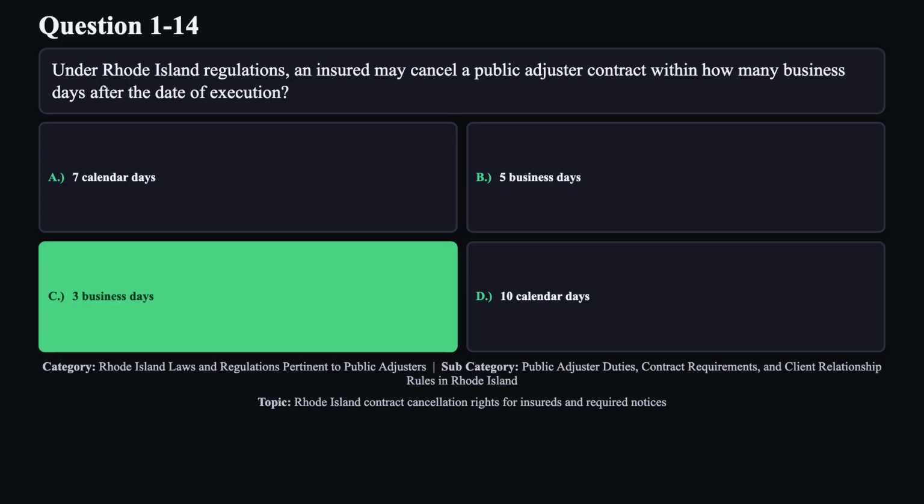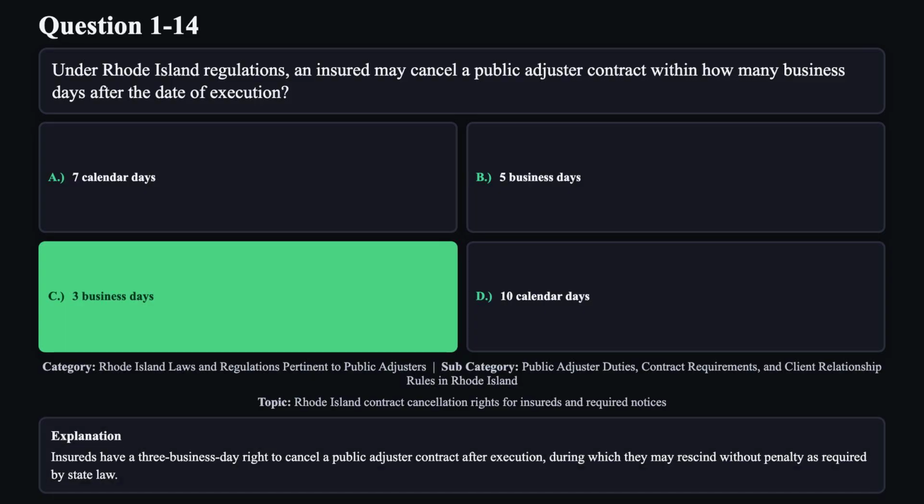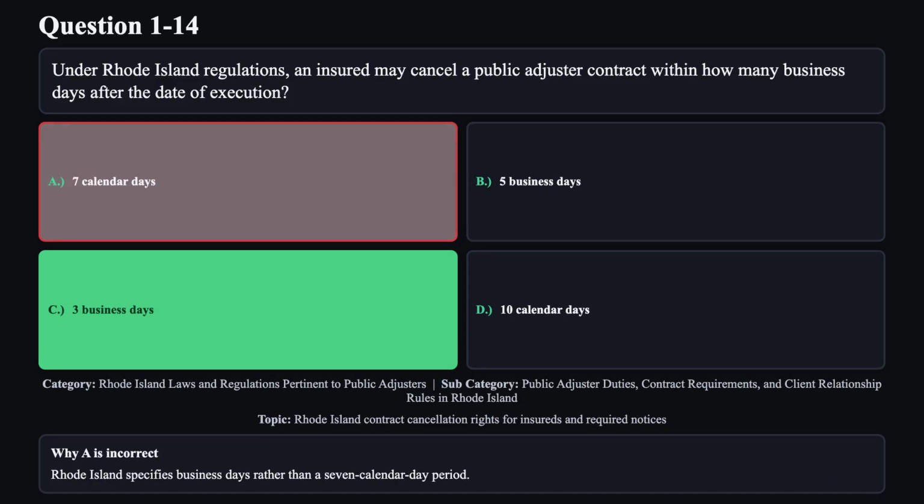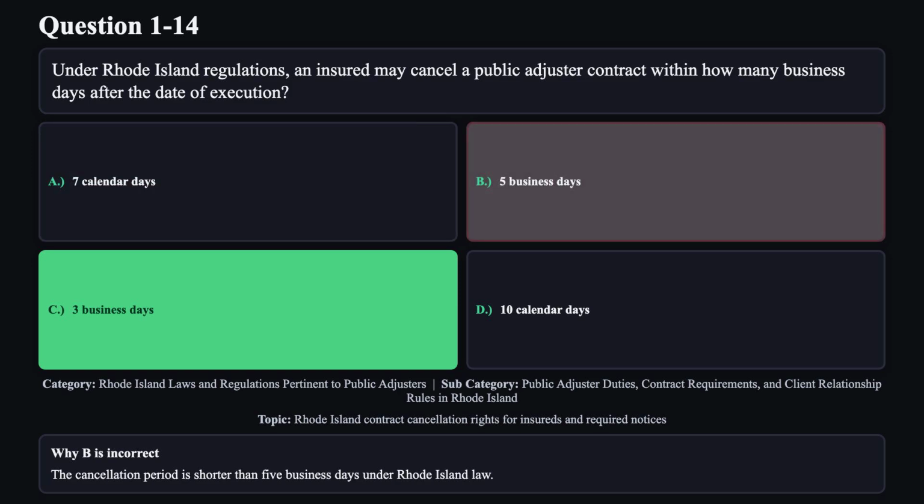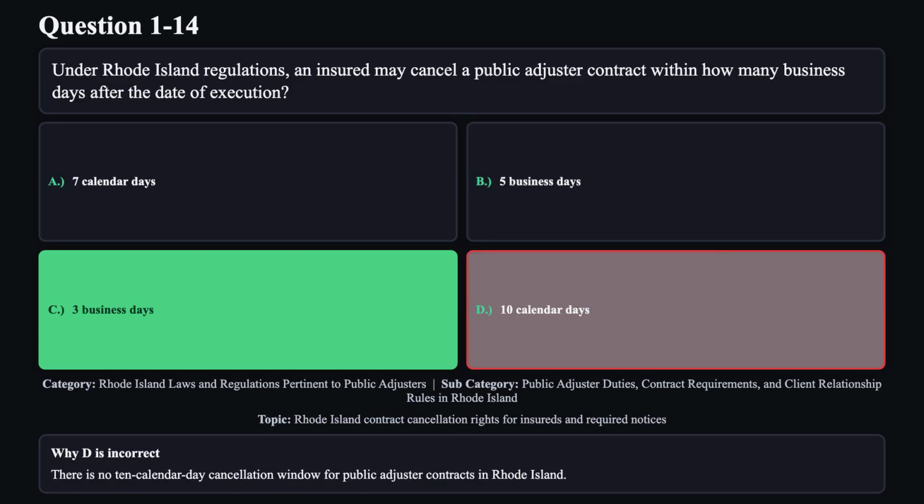The correct answer is C. Insureds have a 3 business day right to cancel a public adjuster contract after execution, during which they may rescind without penalty as required by state law. Reason A is not correct. Rhode Island specifies business days rather than a 7 calendar day period. Reason B is not correct. The cancellation period is shorter than 5 business days under Rhode Island law. Reason D is not correct. There's no 10 calendar day cancellation window for public adjuster contracts in Rhode Island.